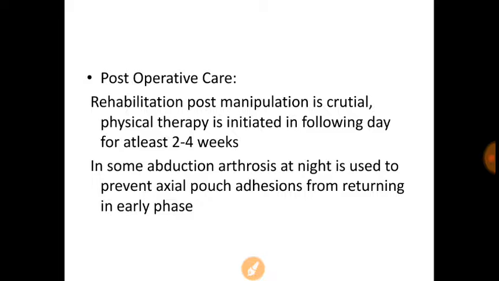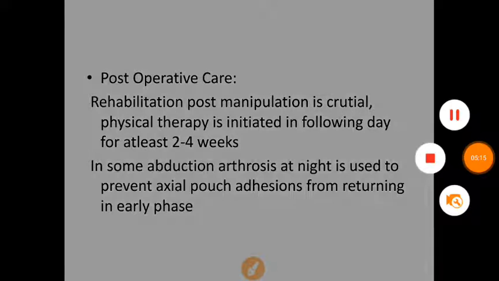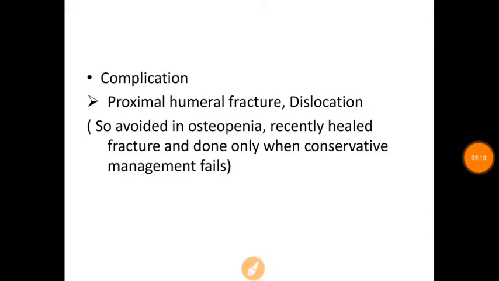Post-operative care is very important following the manipulation of the shoulder. Rehabilitation post manipulation is crucial, as physical therapy is initiated the following day and lasts at least 2 to 4 weeks. In some, an abduction orthosis at night is used to prevent the axillary pouch adhesion from returning in the early phase. Complications of manipulation are proximal humeral fracture and sometimes dislocation. So this is avoided in osteopenia and recently healed fracture, and done only when conservative management fails. And hope it was helpful.